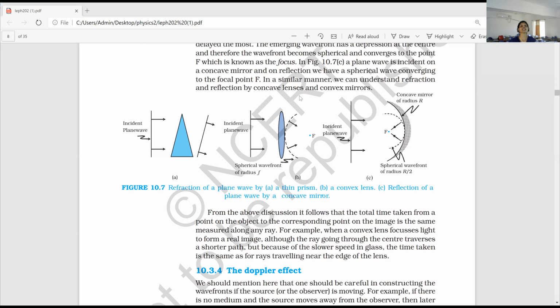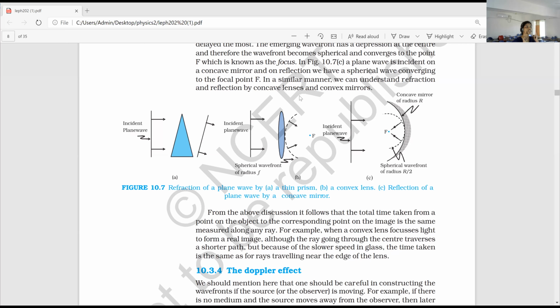Already in first year classes we discussed how the Doppler effect takes place in case of a sound wave, but in second year, we discuss how the Doppler effect takes place in case of a light wave. So let us discuss that. Now we are going to discuss one by one.